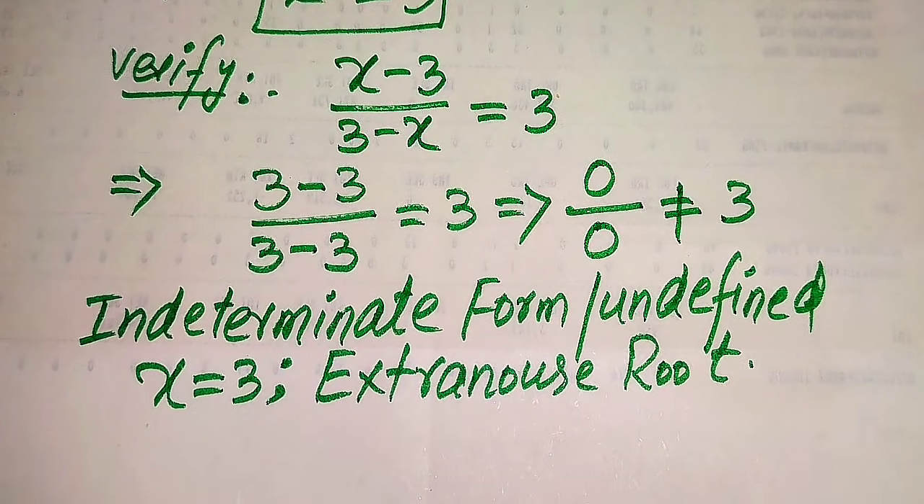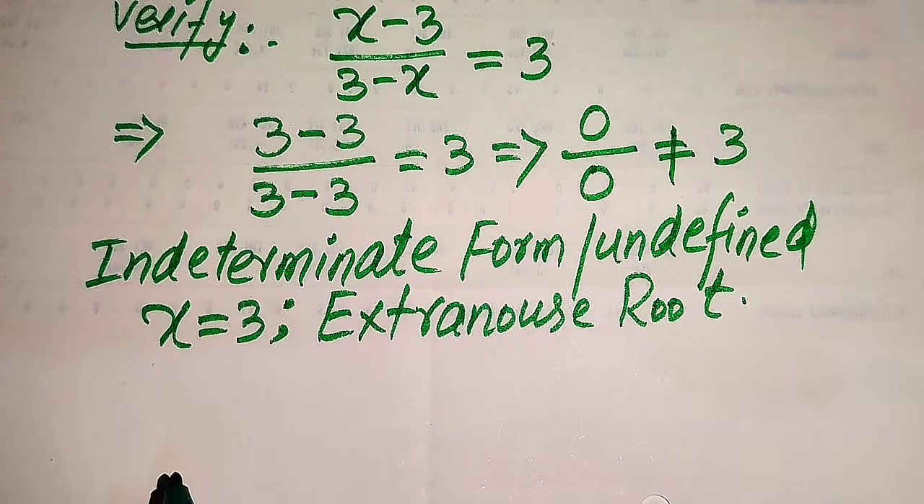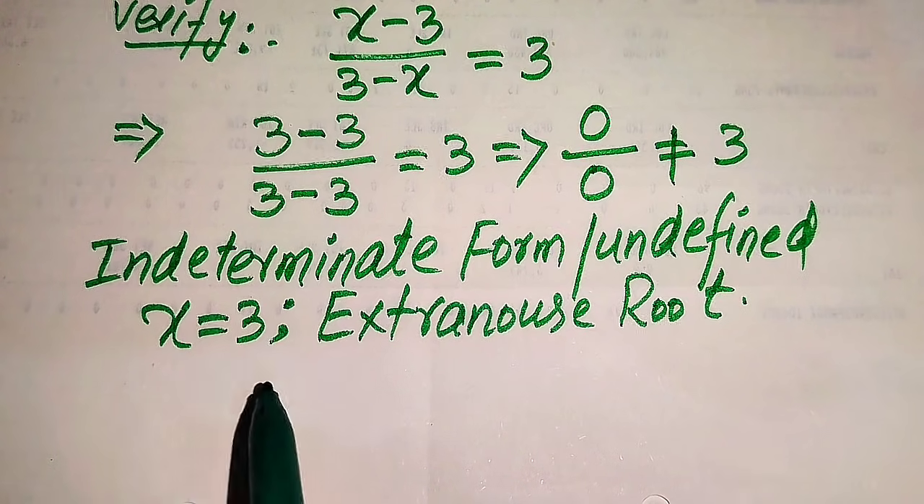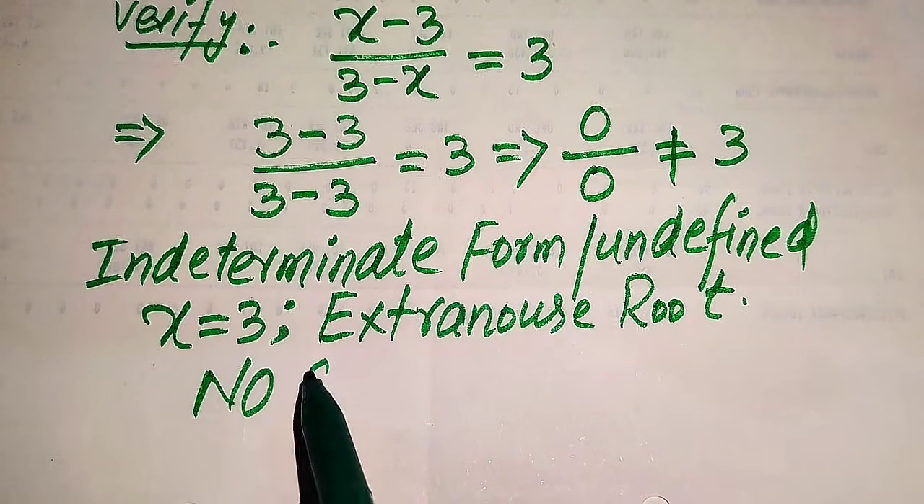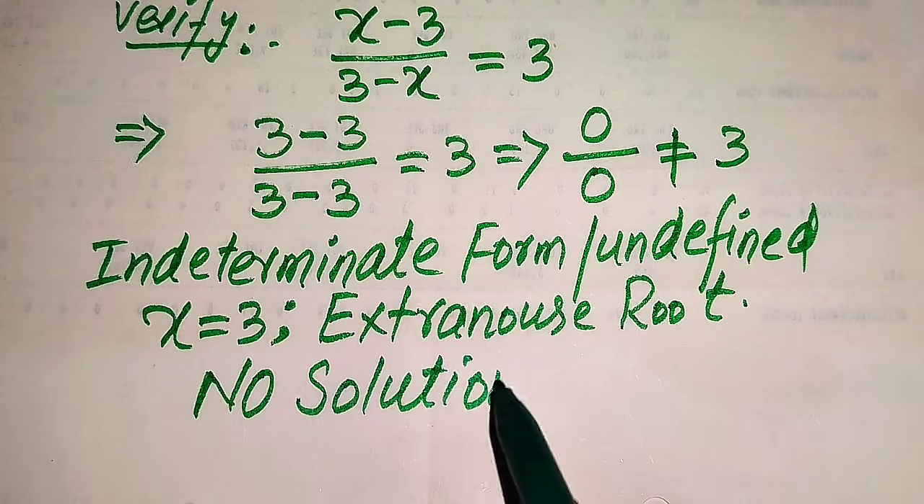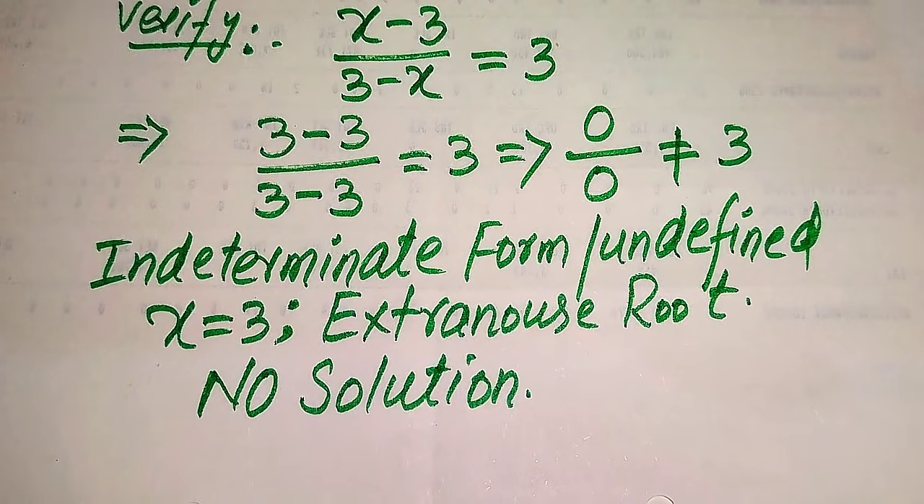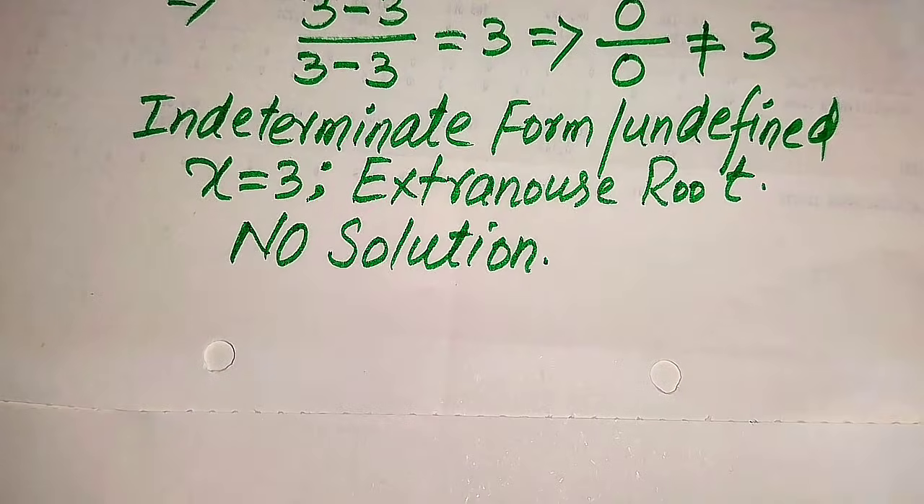So you see that we cannot get any value of x which satisfies our given question statement. Finally, x equals 3 is the extraneous root. The final conclusion about the solution set of this problem is that this question has no solution in general. Okay, so now we move towards the second method of this problem.